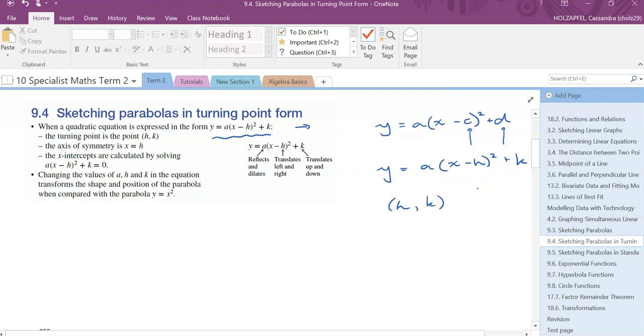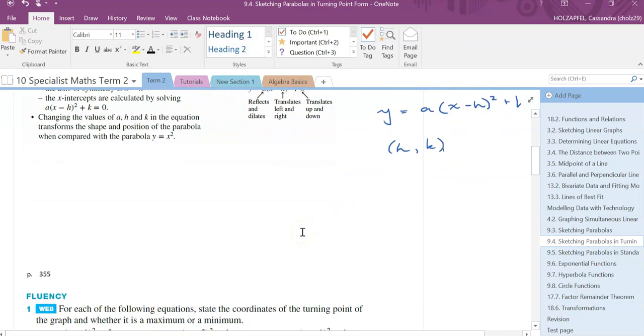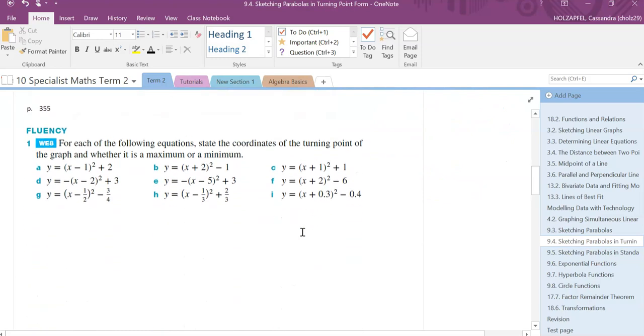And the best way to get things into turning point form is by doing my favorite thing ever, which is completing the square. If you have not done that, maybe I should make another video on completing the square. I do really enjoy it and I do find it really useful. Okay, so let's have a go and jump straight into some questions.